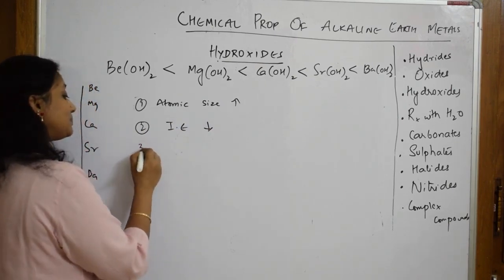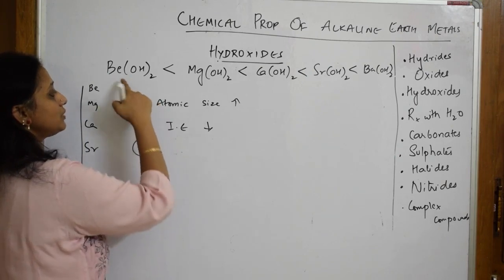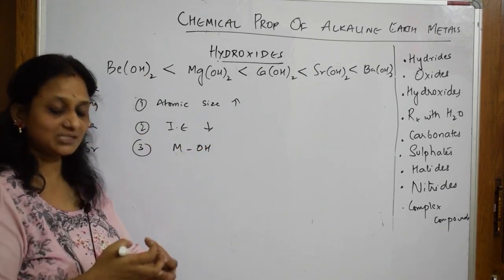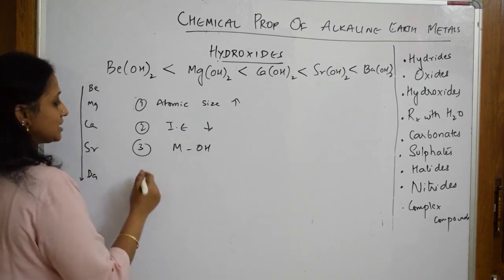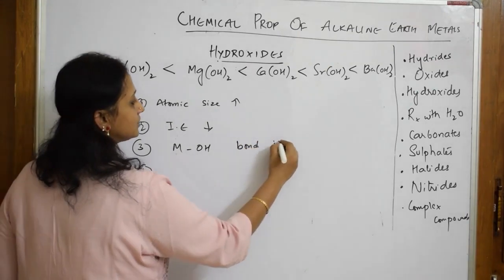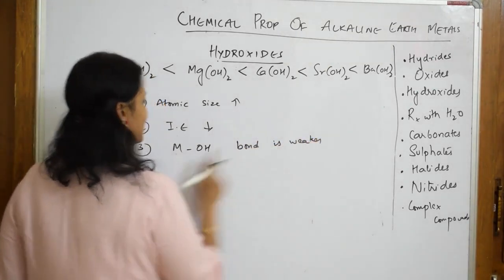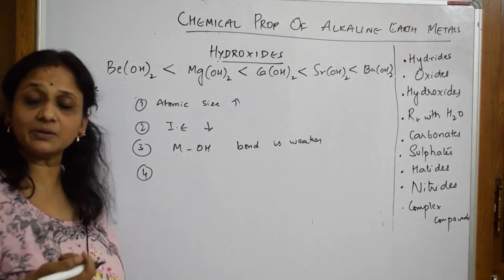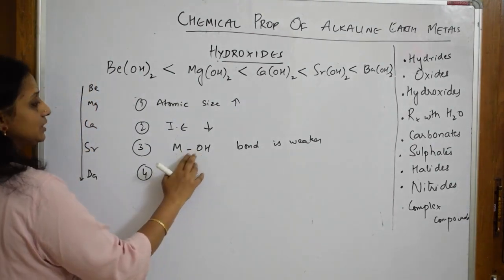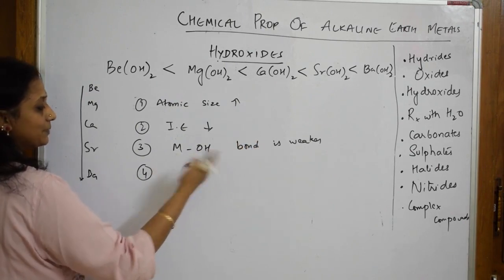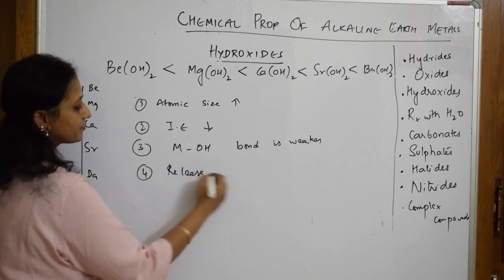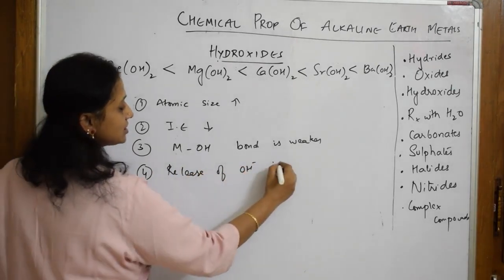When ionization enthalpy is less, what will happen to the bond between metal and hydroxyl? The metal and hydroxyl bond will become weaker because the size is increasing. When the metal and hydroxyl bond is weaker, I can easily break this bond. When I can easily break this bond, release of OH minus becomes easier. Yes. So now what is the concept? Metal bond is weaker, so what will happen? Release of OH minus is easier, isn't it?